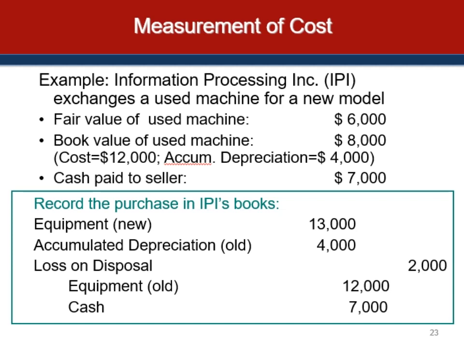So the old machine's got to go away. The accumulated depreciation on the old machine goes away, $4,000 debit. The equipment, the old machine original cost, goes away for $12,000. Cash goes away because we don't have it anymore, $7,000. And there we have our loss on disposal, which should be in the debit column because it's a loss. And so I'm not quite sure why it's straying to the right side of the page there, but you should put that over in the debit column. So the debit column, 13 plus 4 plus 2 is 19. The credits column, 12,000 and 7,000 also adds up to 19. So we're happy accountants because our journal entry balanced, which is a good thing.